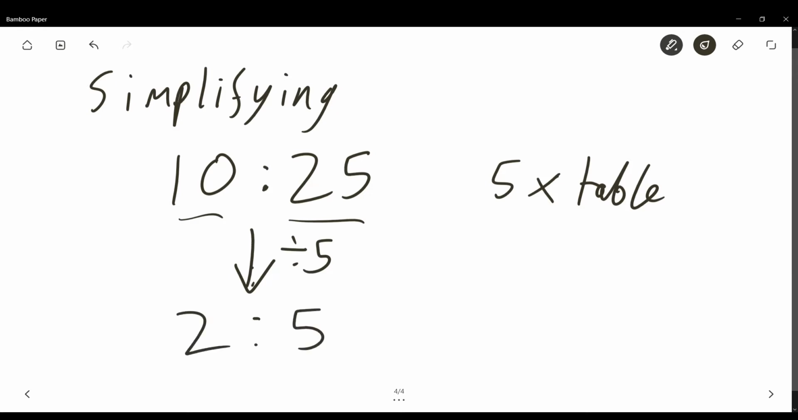So that's today's, just an introduction to ratio. Next lesson, you'll be simplifying. You'll be practicing your simplifying with 3-part ratios as well. I'll give you Mrs. Delahanty's video on that because she's already done one, so I don't have to.